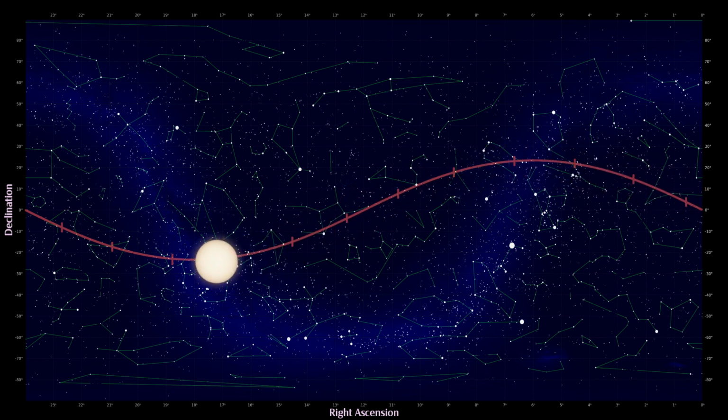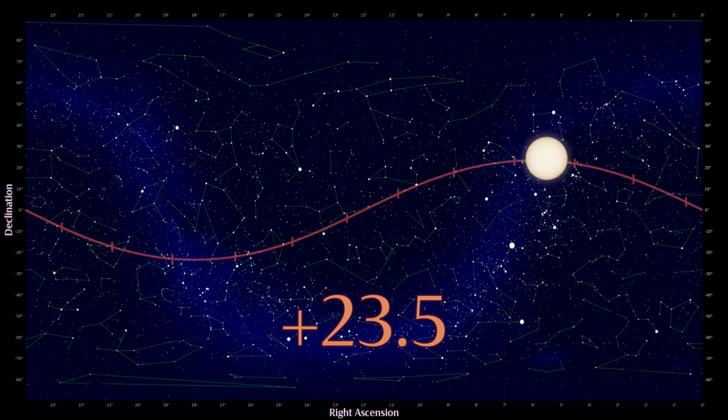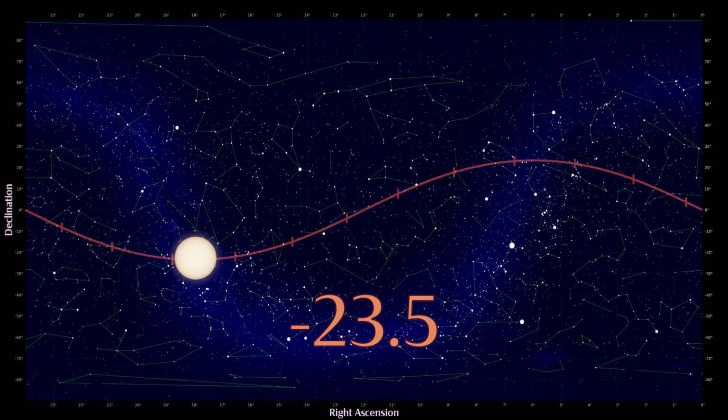But what that means is that the sun does not have a declination of 0 all year round. Its declination actually changes as it moves through the celestial sphere. Change in declination then is limited by the amount that the Earth is tilted, which happens to be around 23.5 degrees. So the sun can have a declination as high as plus 23.5, which happens on the June solstice, or as low as minus 23.5, which happens on the December solstice.